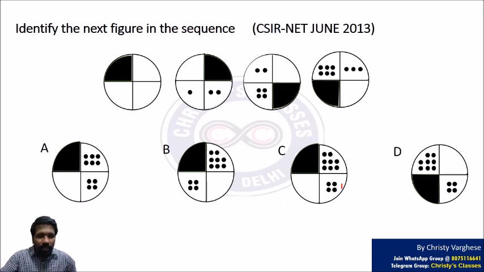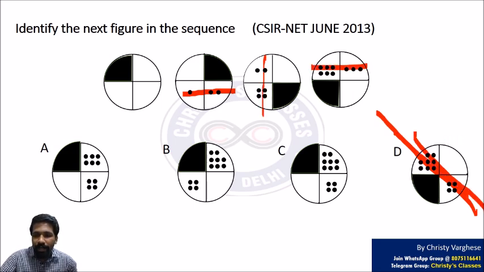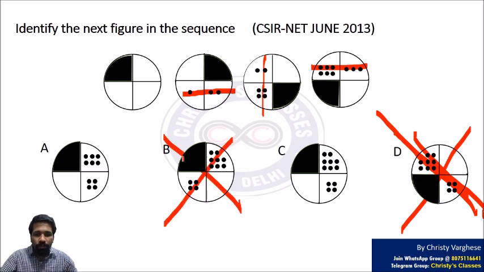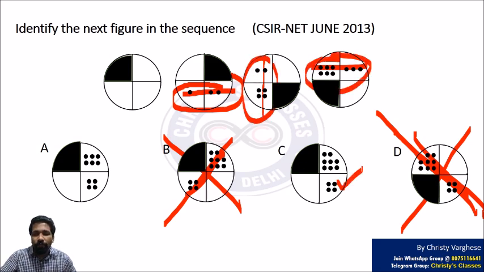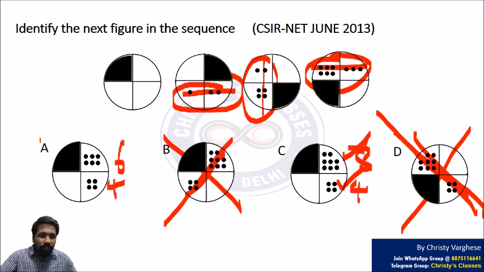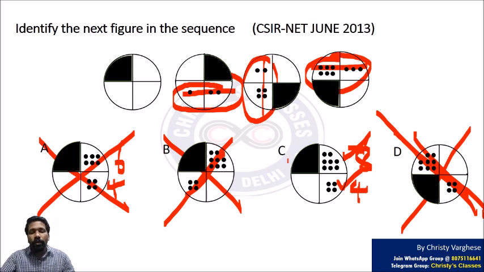What all things can be eliminated? First of all, D option can be eliminated because dots are in adjacent positions only, like a semicircle, not like diagonal. That is why D option is wrong. B option is also wrong because that is also diagonal. That is not acceptable. Now, number of dots itself finishes the question. Sorry, 1, 2, 2, 4, 3, 6. So, in the missing picture, it should be 4, 8. 4 dots, 8 dots. Here it is 4, 6. That is not possible. That is why A option is wrong. Only possible answer is C option.